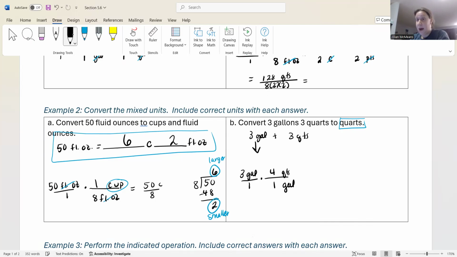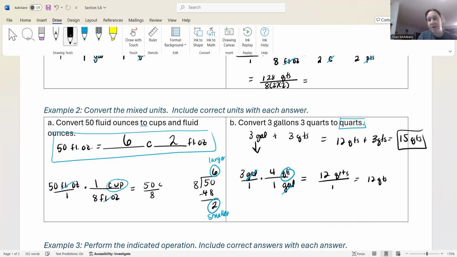So I want to make sure gallons are in the denominator so they'll cancel, and then quarts are in the numerator so that's my final unit. So gallons cancel, quarts are in the numerator just like I wanted. And then we can just multiply across. I get 3 times 4, which is just 12 quarts. And then my denominator is just 1, so that just tells me I have 12 quarts. Okay? So this is now 12 quarts plus 3 quarts, which means I have a total of 15 quarts.